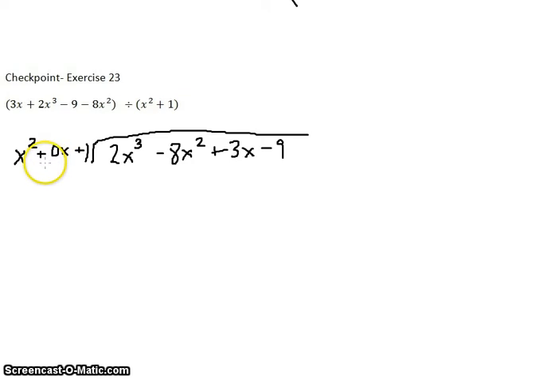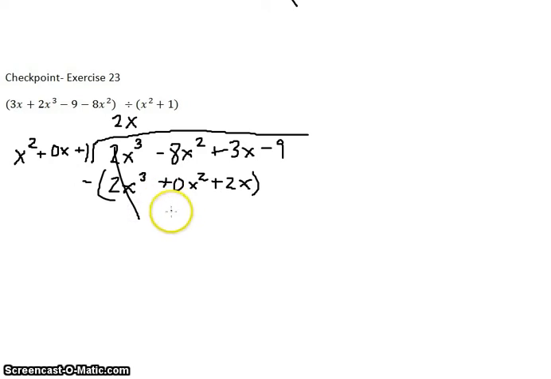So when we divide this, just to make sure it looks the same, we divide x squared into 2x cubed. We get 2x. I take 2x times x squared. I get 2x cubed. 0x times 2x, that's going to be nothing. 1 times 2x is 2x. So I subtract all of that.